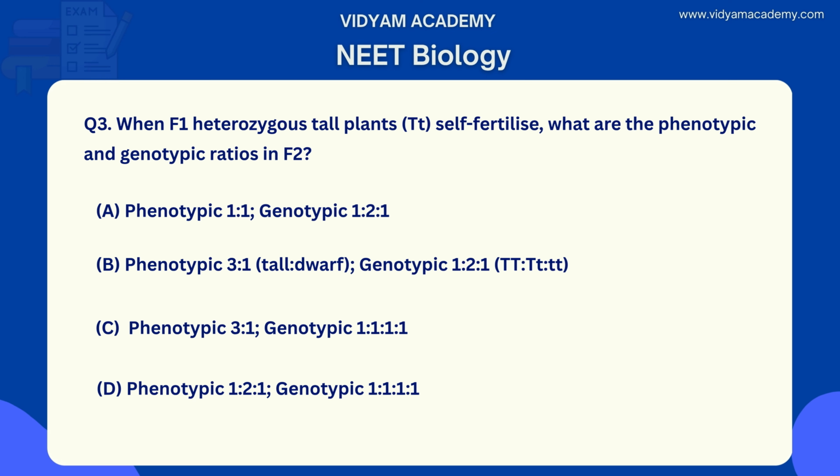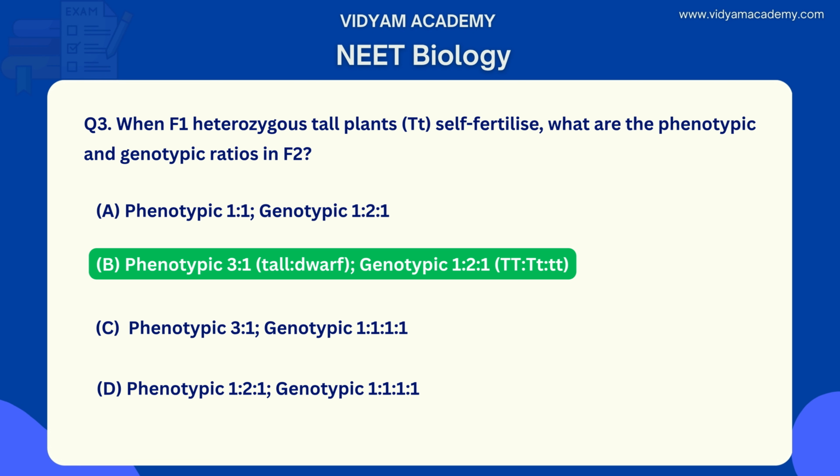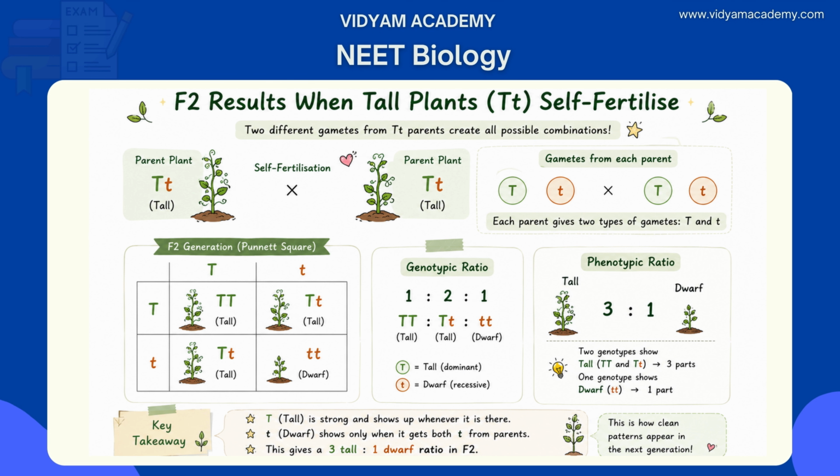The right answer is option B. Tt self-crossed produces 4 gamete combinations, a genotypic ratio of 1:2:1. Applying dominance, TT and Tt both appear tall, only tt appears dwarf, giving a 3 tall to 1 dwarf phenotypic ratio. The phenotypic and genotypic ratios differ because 2 distinct genotypes produce the same visible phenotype.